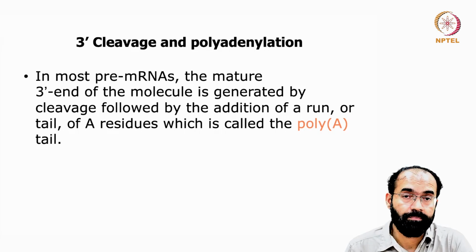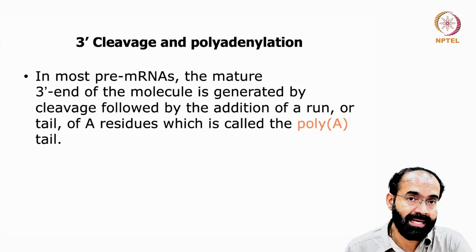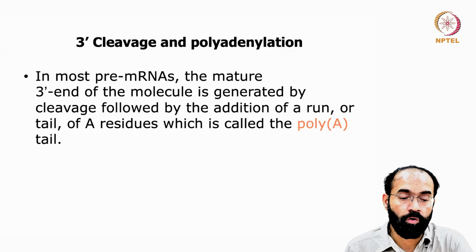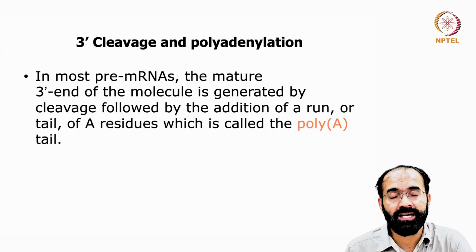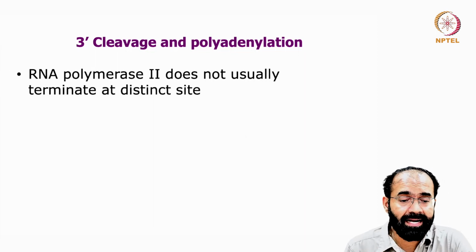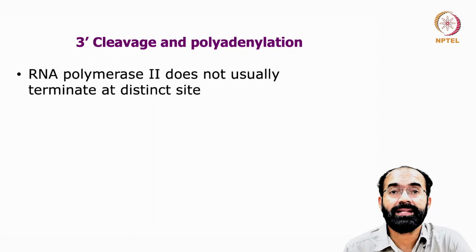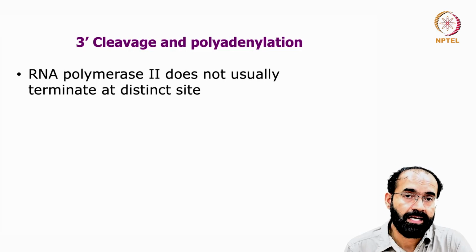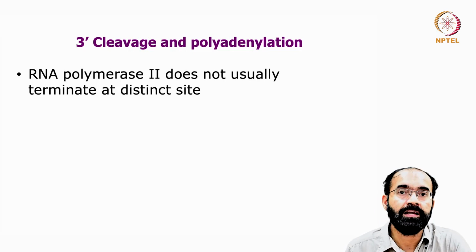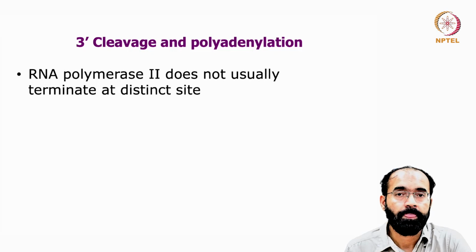run of A, a tail. Run means the same sequence is being repeated, and A tail means again it doesn't have any complex structure, it is A, it will continue. It is called a poly-A tail or poly-A track, that is added by a unique enzyme called poly-A polymerase. So RNA polymerase II does not usually terminate at a distinct site. Normally RNA polymerase soon after the poly-A signal will have a tendency to continue, because first of all the RNA polymerase is working at a very high or faster rate, and it will continue.